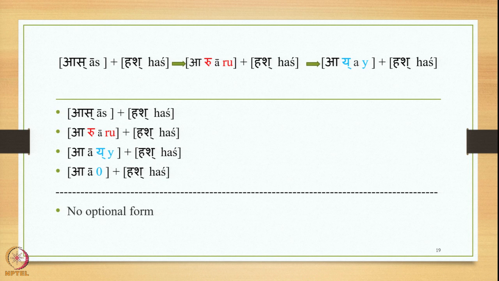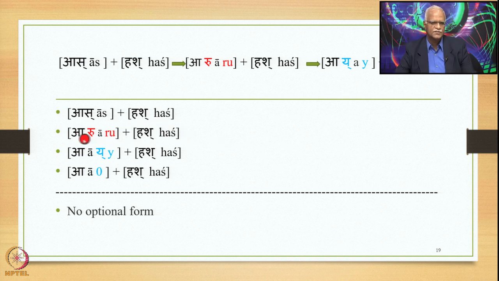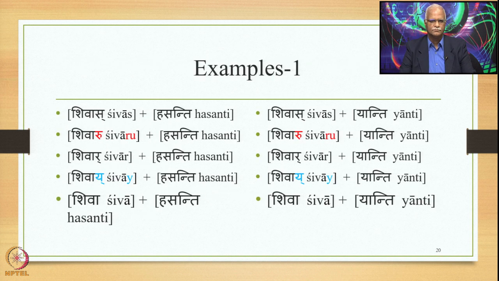So there is no option. So here is the equation of this: as plus hash, sa gets substituted by ru, ru by ya, and then ya gets deleted, here gets zero substitution, and there is no optional form. Here are the examples.